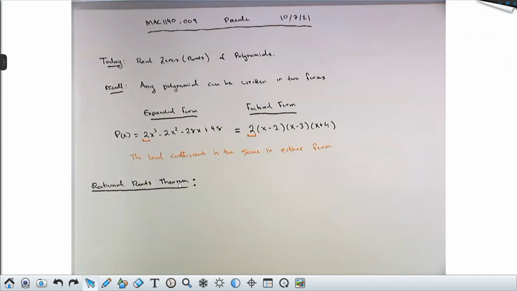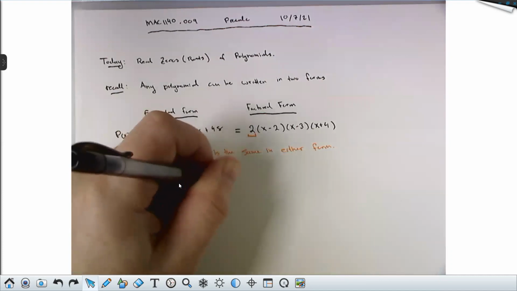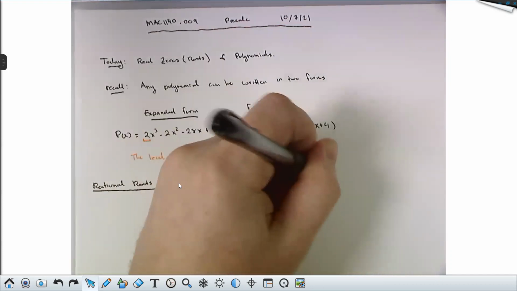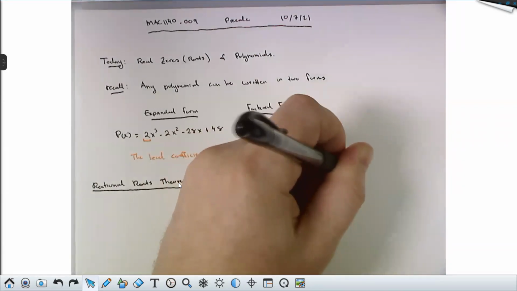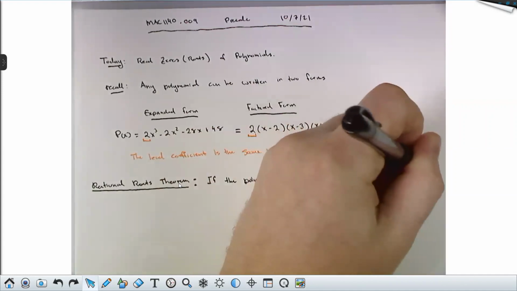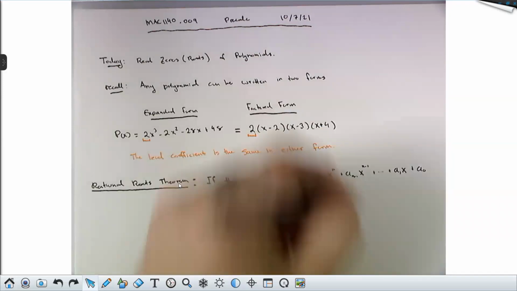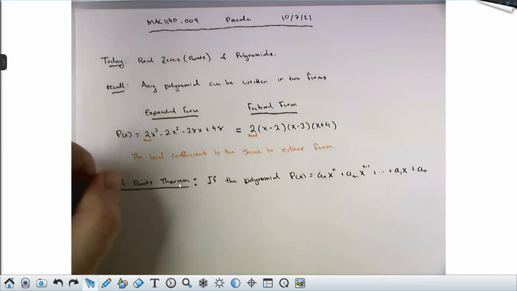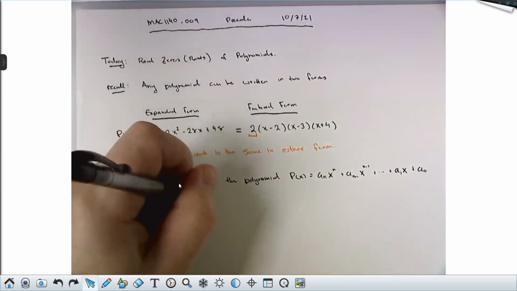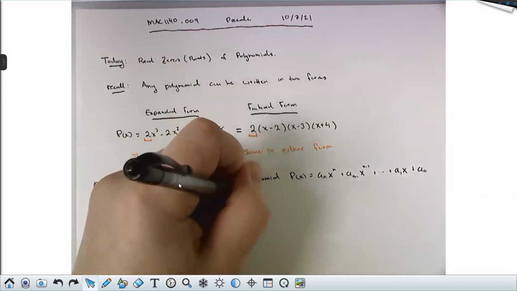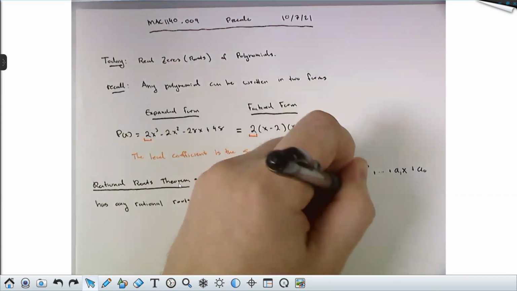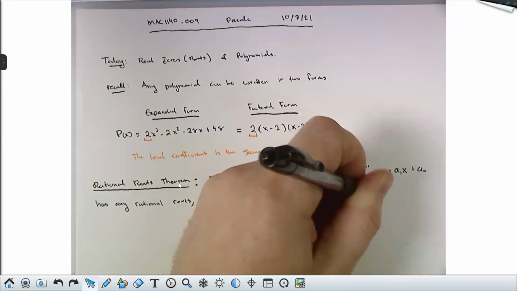So what the rational roots theorem says is if the polynomial p of x equals a_n x to the n plus a_(n-1) x to the n minus 1 plus all the way down to a_1 x plus a_0, if this general expanded form polynomial has any rational roots, then they must be of the form x equals plus or minus little p over little q.